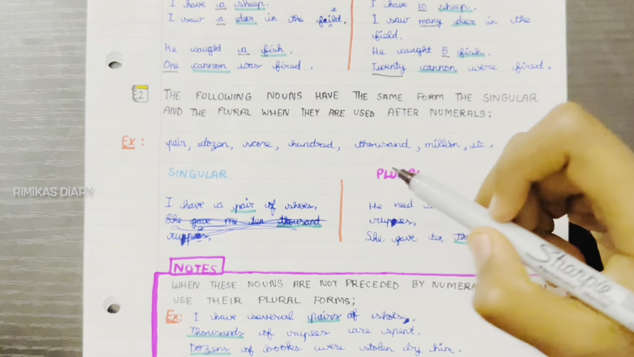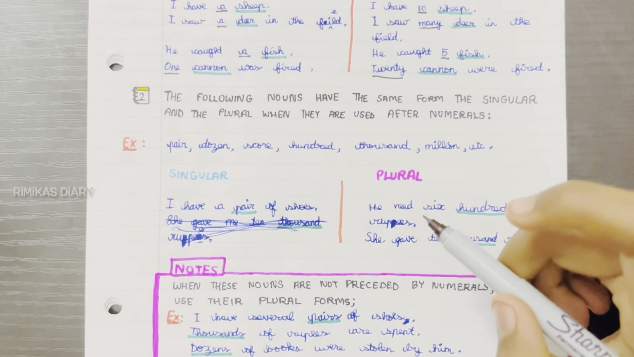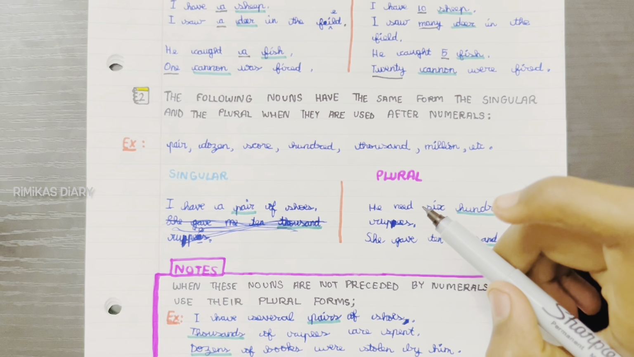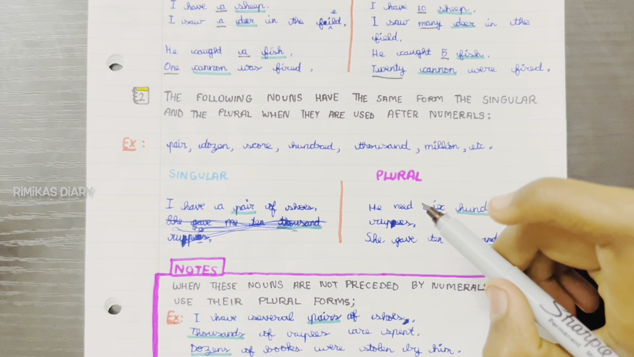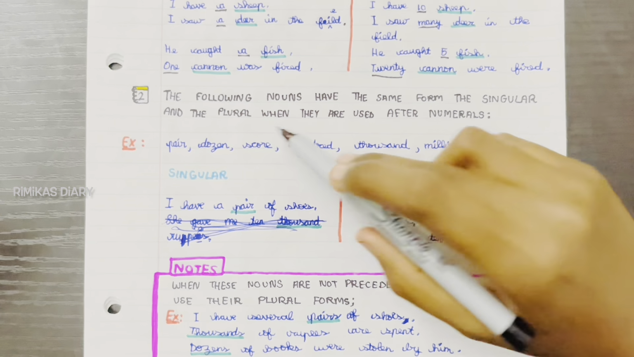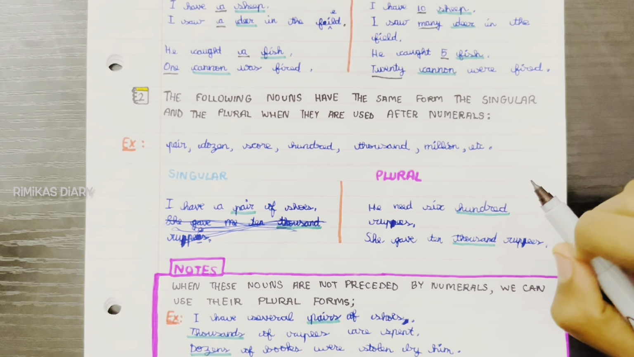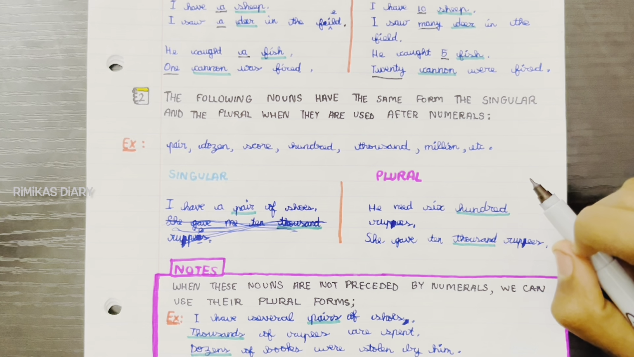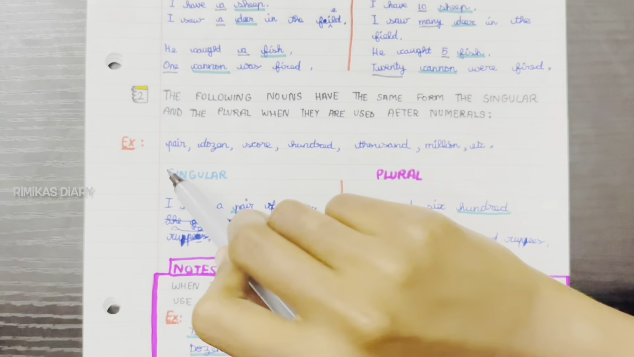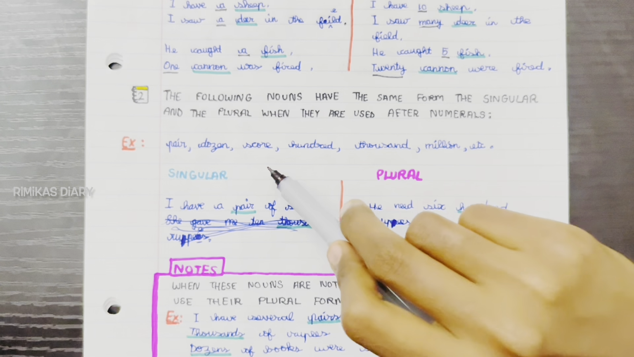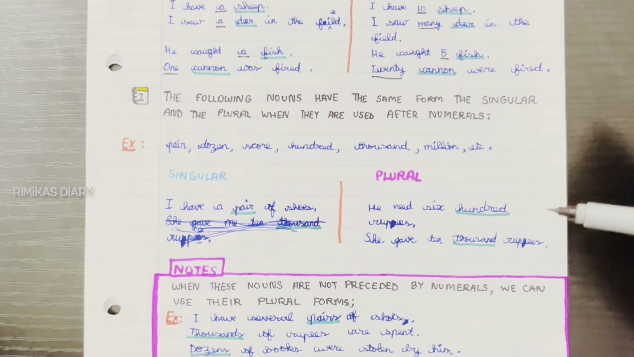Second, the following nouns have the same form, singular and plural, when they are used after numerals. Numerals are just numbers. So the following nouns are used in the singular and the plural form, and they come after numerals. Examples: pair, dozen, score, hundred, thousand, million, etc.